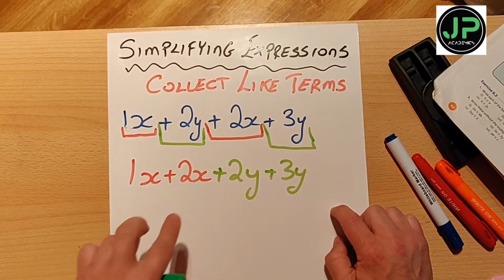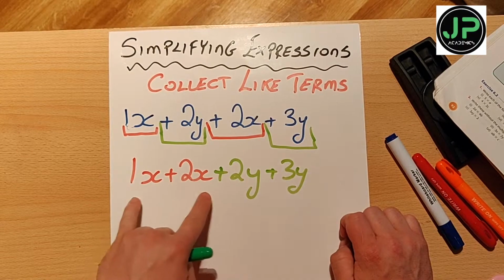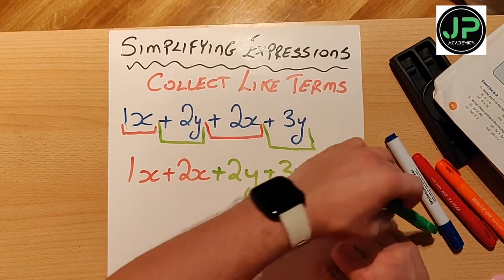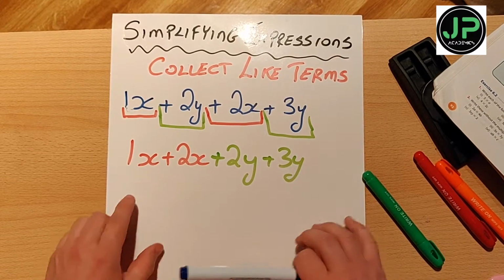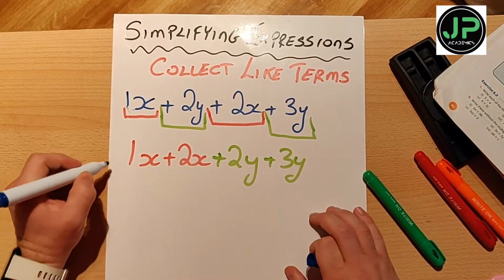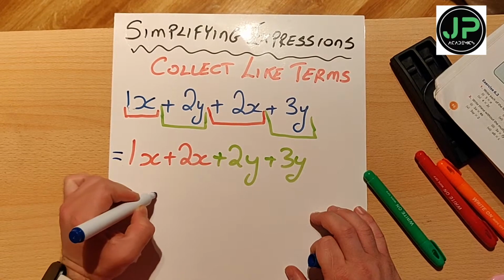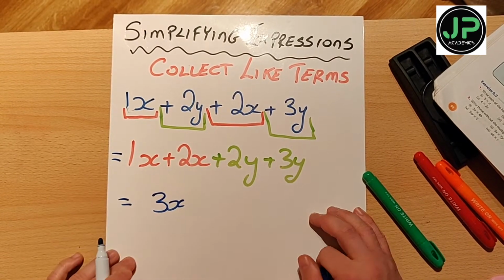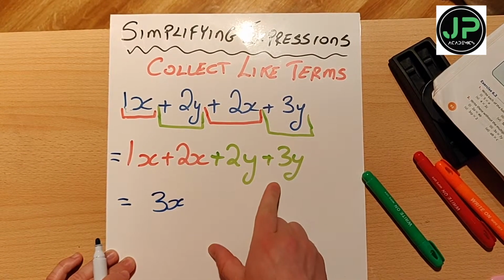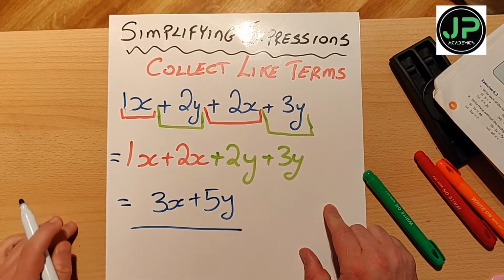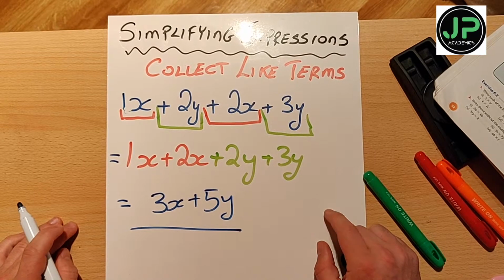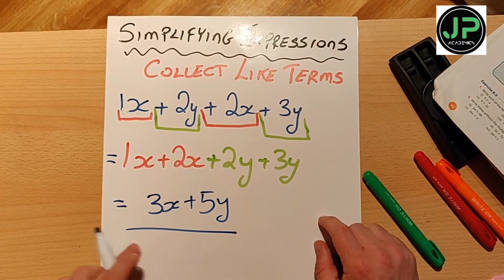So now all of our like terms are next to each other. And the final step, combine or collect the like terms. 1x and 2x is 3x. 2y's and 3y's is 5y's. Collected. Simplified expression, collected like terms. I cannot go any further.